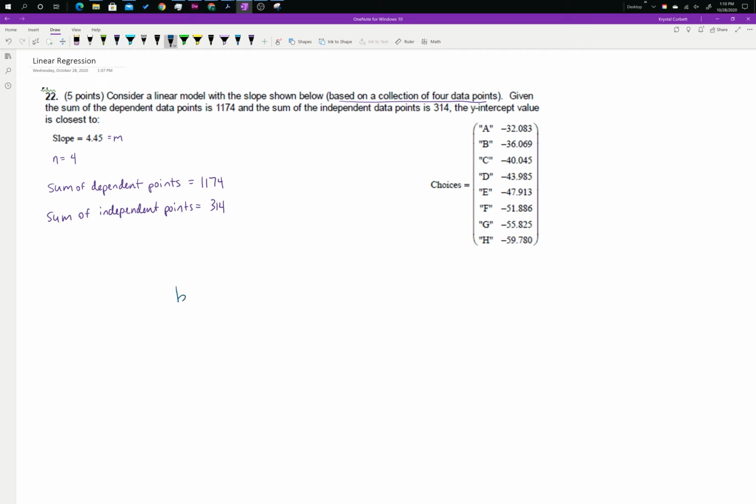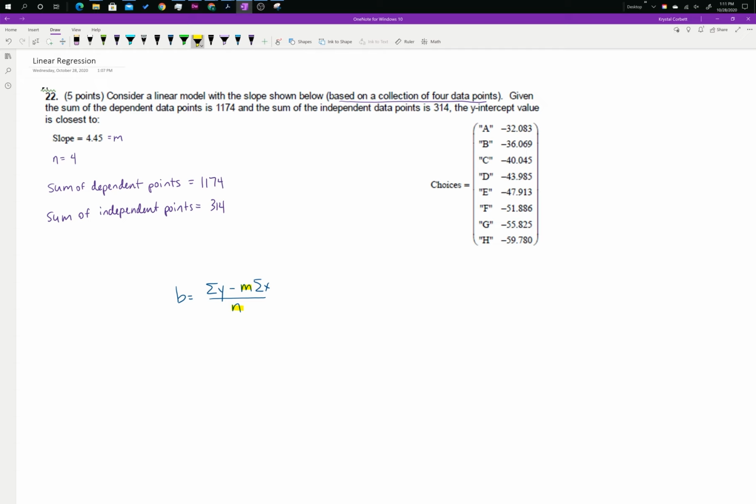First, I'm going to write the equation for y-intercept, and then we'll address what each of the terms are referring to from the problem statement. The equation for y-intercept is summation of y minus m times summation of x divided by n. And so this is the information that we need to have. We can easily see that we have m and we have n. Those were given to us outright in the problem statement.